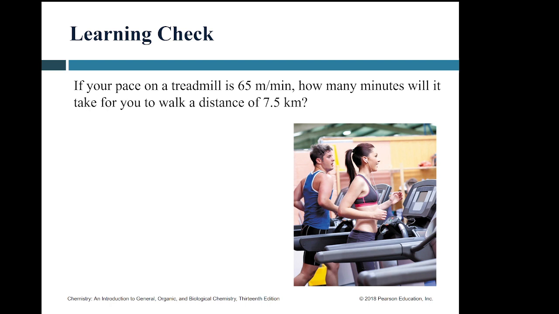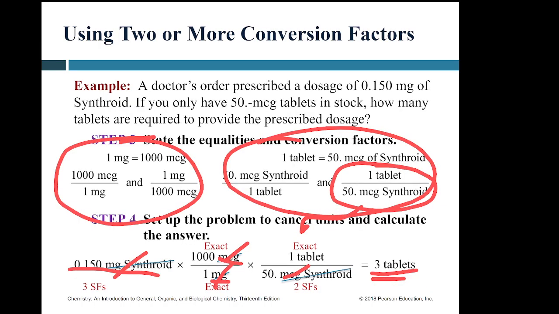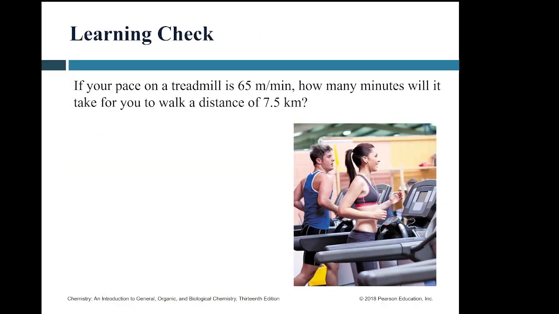If your pace on a treadmill is 50 meters per minute, how many minutes will it take you to walk a distance of 7.5 kilometers? Again, it's a unit conversion, isn't it? Okay, so how do you solve all problems? How do we go about this one?